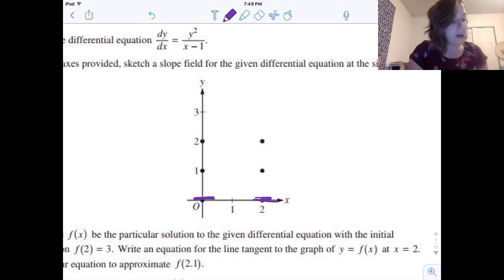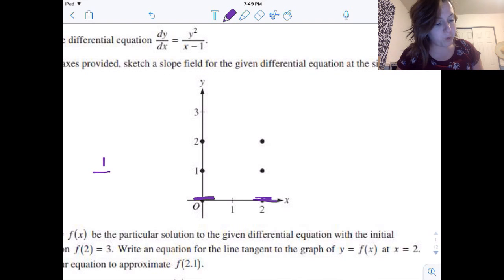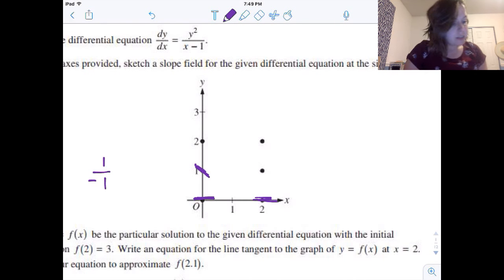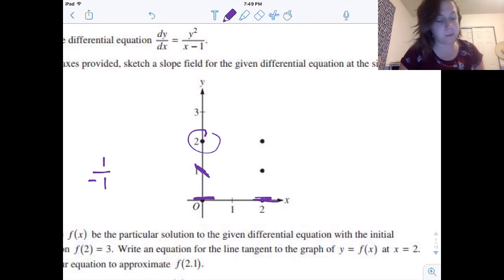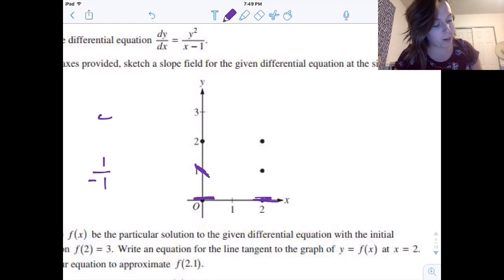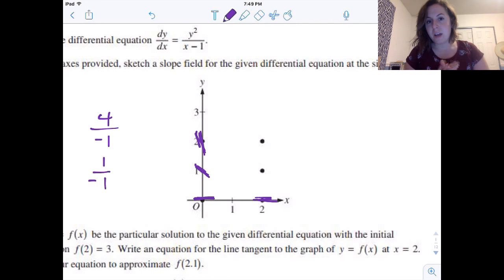So at (0, 1) right here, this is going to be 1 over negative 1, so that'll have a slope of negative 1. This other point, you guys can't see where I'm pointing, would be 4 over negative 1, so that's negative 4, so that one's going to be very steep. I'm not looking so much that your slope is perfect, I'm looking for the relative steepness. So I'm looking that negative 4 looks much steeper than negative 1. That's the basic idea. Then I'm going to go over to my other 2 points.